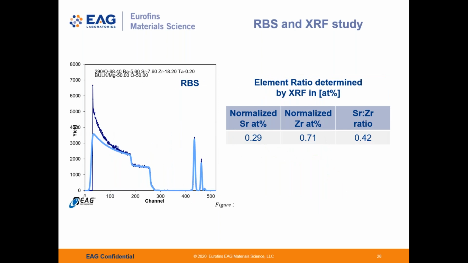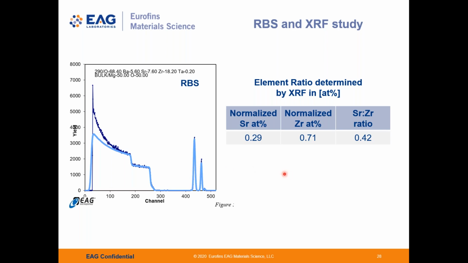Here's an example of RBS and XRF. This film contains 2 elements of similar mass, strontium and zirconium, in addition to other elements, barium, tantalum, and oxygen. RBS can determine the sum of the 2 elements, strontium and zirconium, but cannot resolve them individually. The 2 peaks overlap with each other severely to the point where you cannot resolve them.